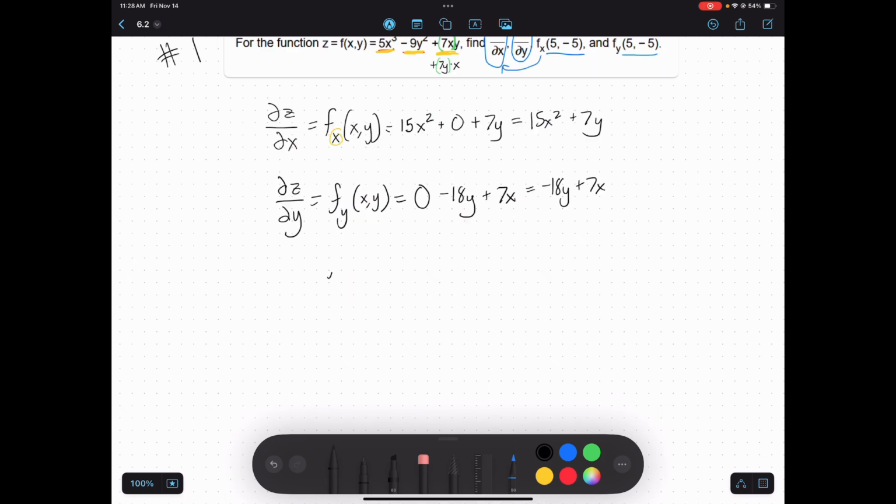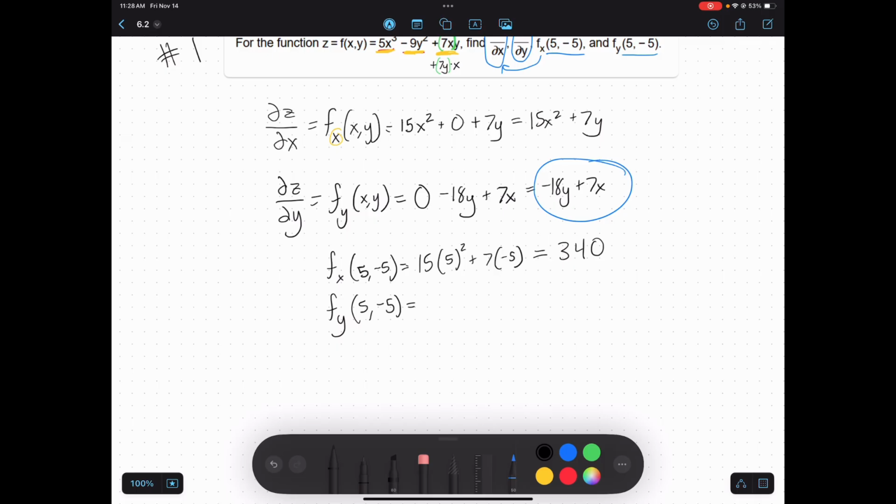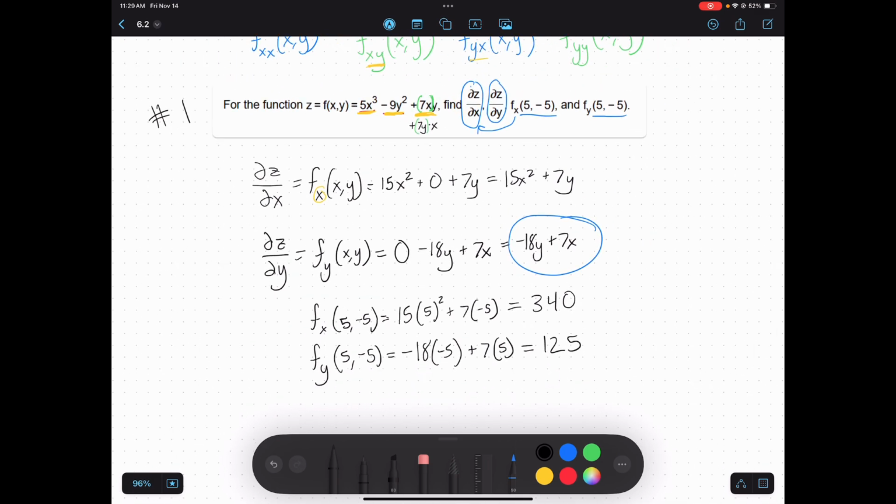Now I'm ready to actually plug things in. So f sub x of 5, negative 5, just means I'll plug in 5 for x and negative 5 for y. And I get 340. Okay, I'll do the same thing for my partial in terms of y. I'm going to plug in 5 for x and negative 5 for y. But now I'm using this equation. So I get negative 18 times y, which is negative 5, plus 7 times x, which is positive 5. And I get 125. Okay, so this was just a great example of how do you take these partial derivatives? How do you actually treat the other variable as a constant? How does that affect your derivative?